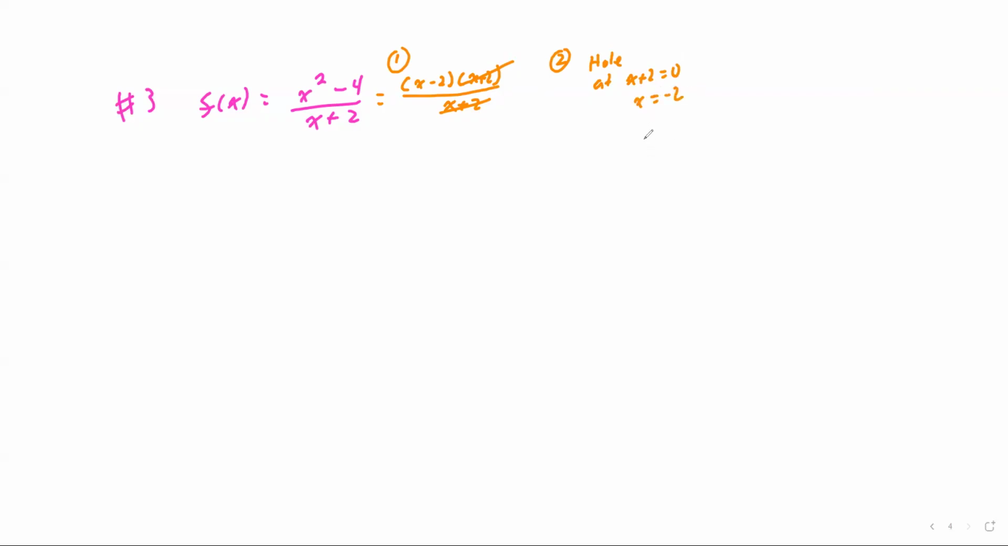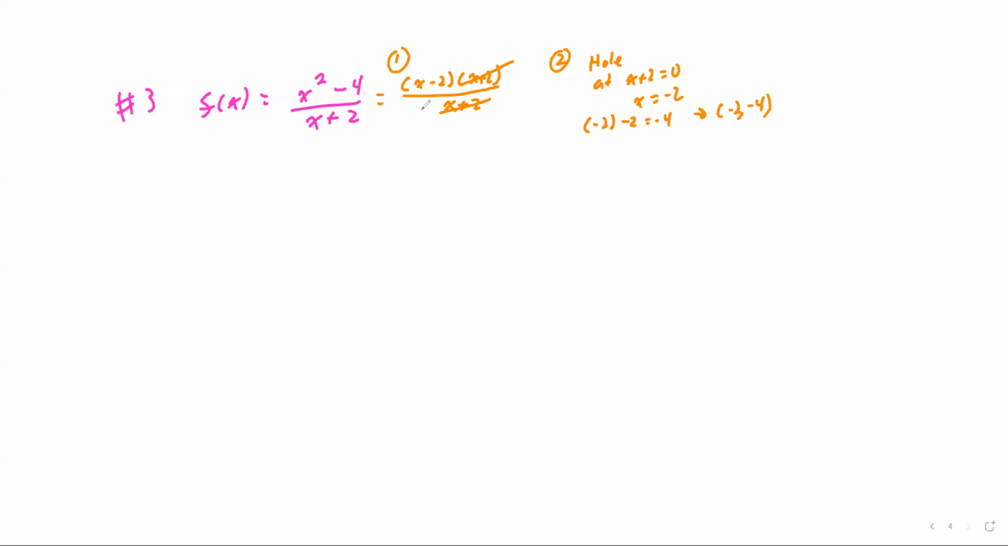If they ask you for a specific value, then you just take negative 2 and plug it into the remaining function. So in this case, this would be negative 2 minus 2, which equals negative 4. So your coordinate here would be negative 2, negative 4. I don't remember if it asked for a coordinate. I don't think it did, but I do know in some examples in other textbooks, they ask for the coordinate of the hole, and this is how you would calculate it.